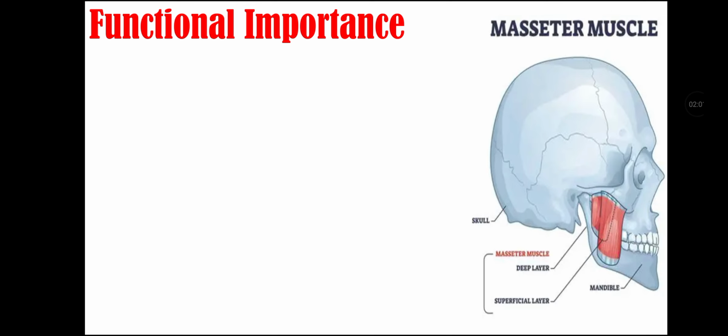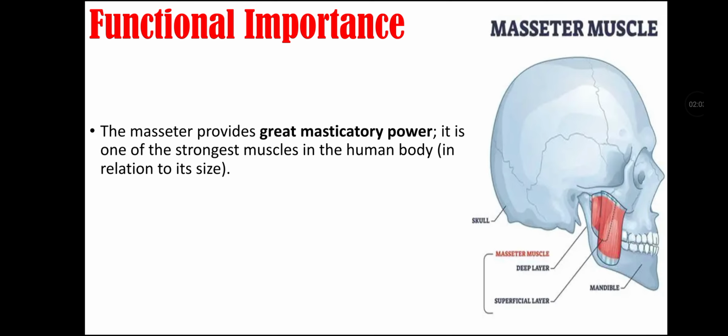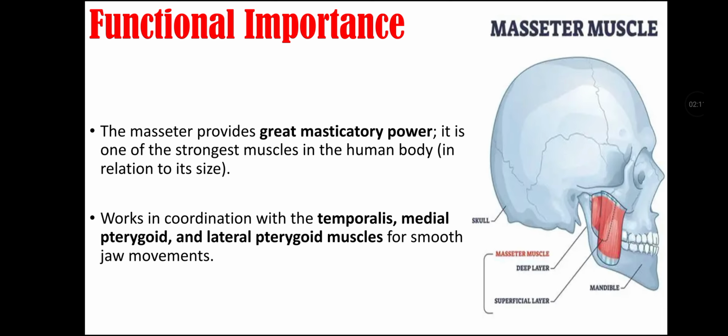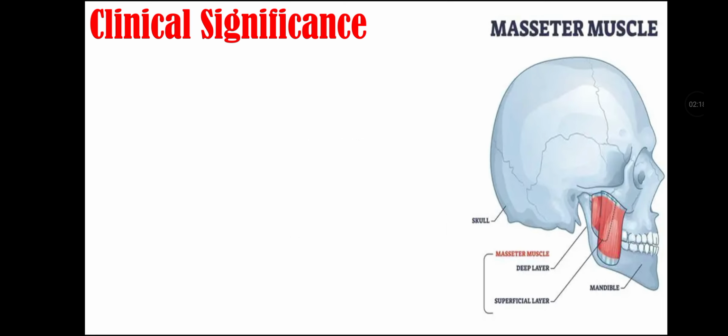Functional importance of masseter muscle. Masseter muscle provides great masticatory power. It is one of the strongest muscles in the human body in relation to its size. It works in coordination with temporalis muscle, medial pterygoid muscle, and lateral pterygoid muscle for smooth jaw movement.